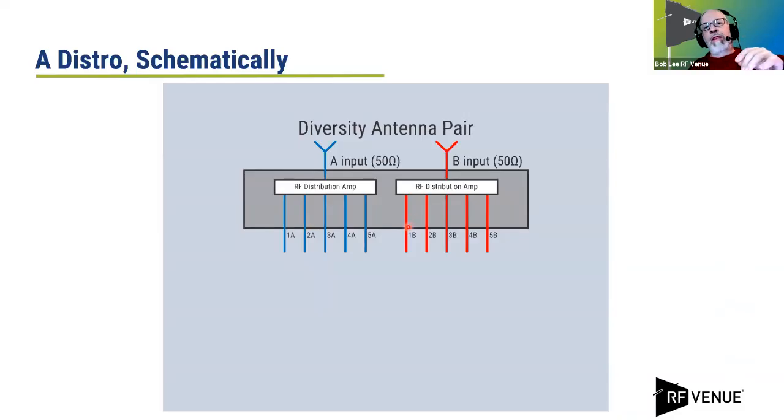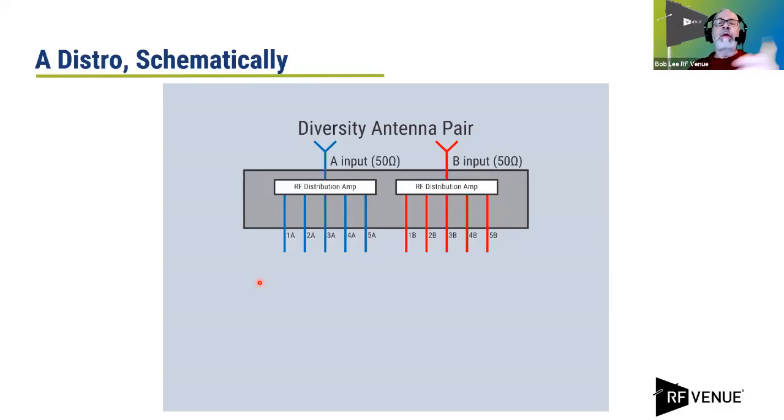Now, some people think that A is like the priority and B is just like the backup, but they're actually equal to each other. Doesn't matter which one you think is A, which one is B. You can call it 1 and 2. You can call it blue and red if you want to, but they're just two separate, equal distribution amps that take RF in and feed it out to the receivers. Now, I hope everyone knows the concept behind diversity reception is that you have two antennas.